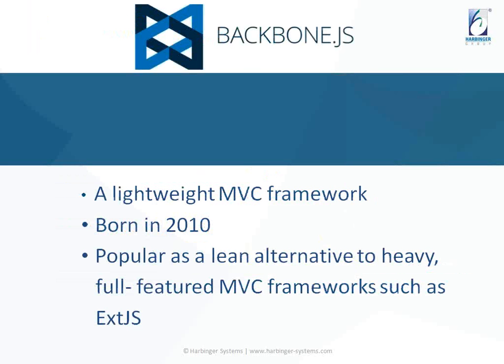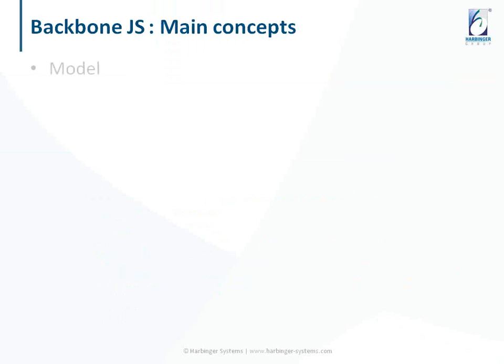So to start with BackboneJS, it's nothing but a lightweight MVC framework that came in around 2010, almost 5 years in the past. It is popular as a lean alternative to heavy or full-featured MVC frameworks such as AngularJS. So being lightweight is one of the highlights of BackboneJS. Some of the main concepts of BackboneJS: the key objects on which BackboneJS operates are given on this slide.